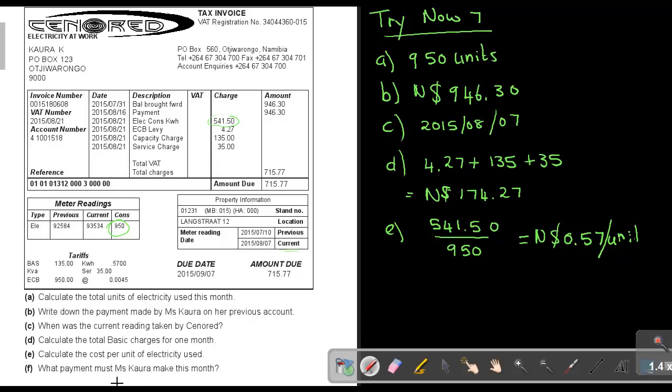What payment must Mrs. Kaura make this month? There stands the amount due. Can you see? So Mrs. Kaura must pay this month 715.77. That is the payment for this month. Let's just get it away there.